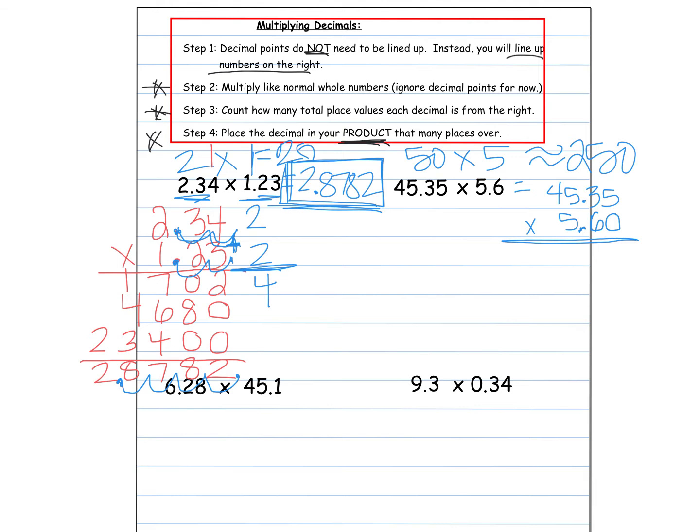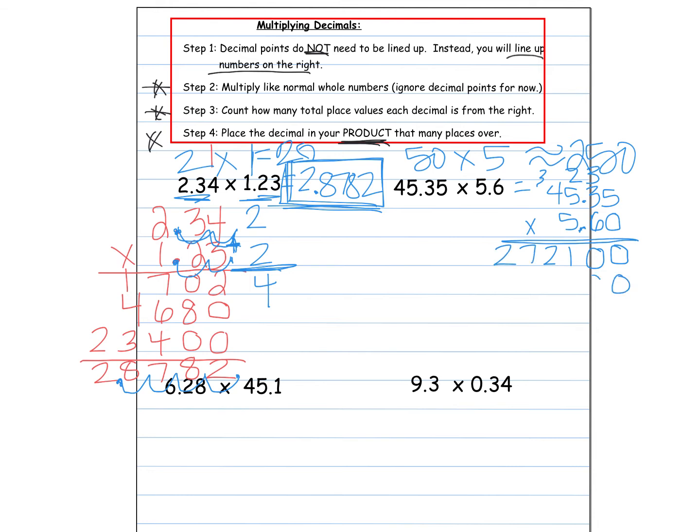0 times everything is 0, so I'm going to go right to my 6. I still need to add a 0 to cover for that 100th spot. 6 times 5 is 30. Add that 3 up there, so 6 times 3 is 18, plus 3 is 21, and then 6 times 5 is 30, plus 2 is 32.